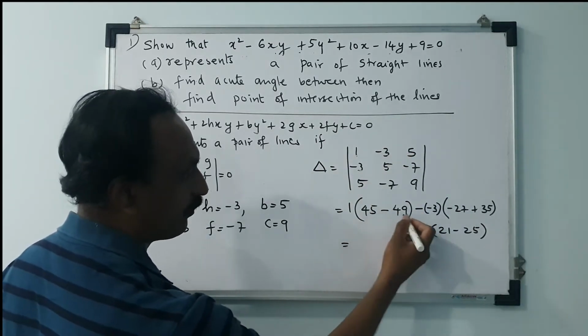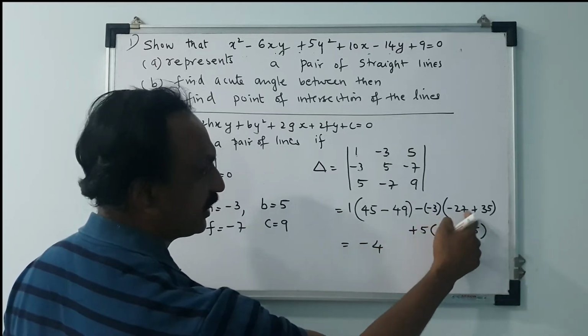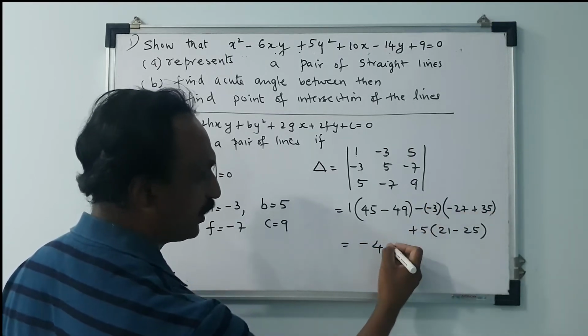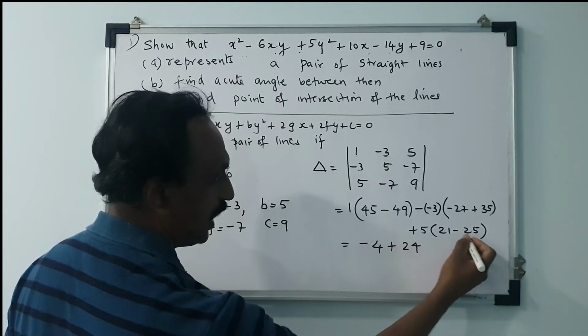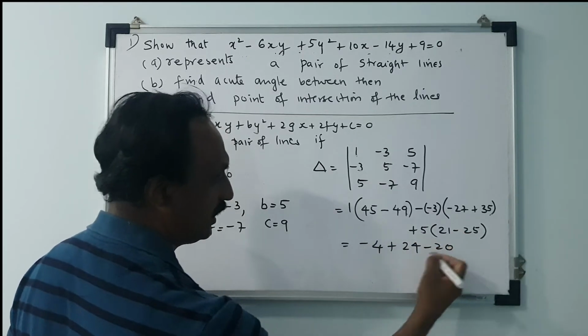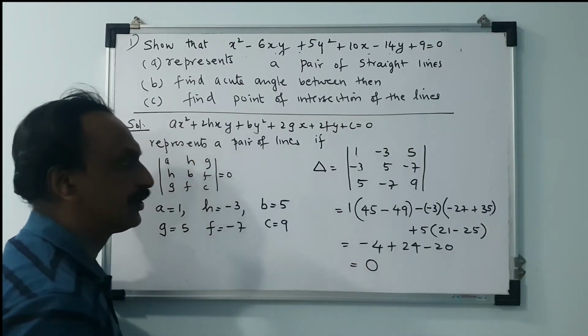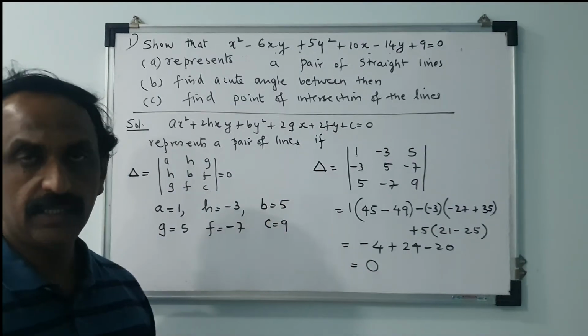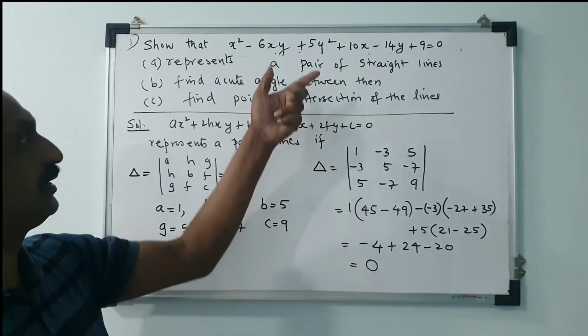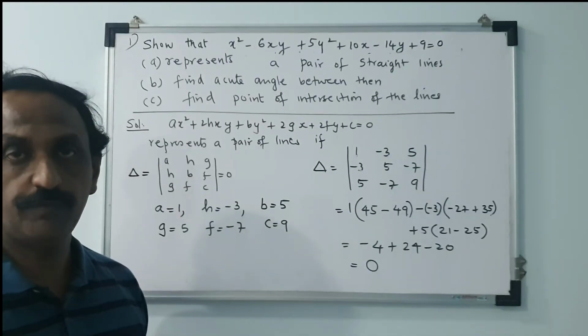So which will give you 45 minus 49, that is minus 4, and this will give you 8, 24, and this gives you minus 20. So minus 4 minus 20 minus 24 plus 24 will give you 0. So the value of the delta is 0. Hence I can say this equation represents a pair of lines.